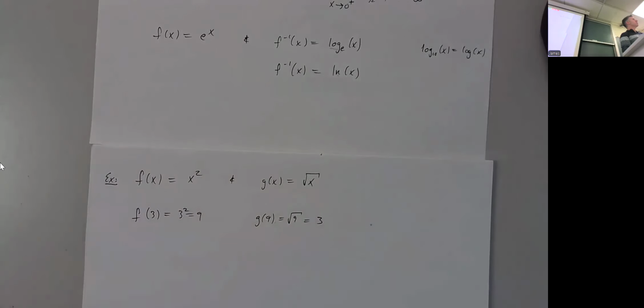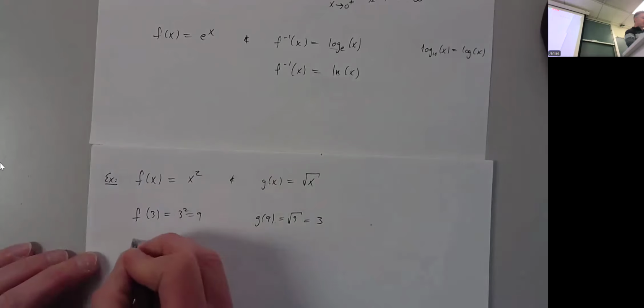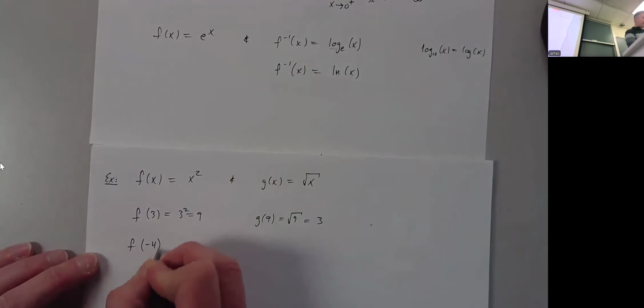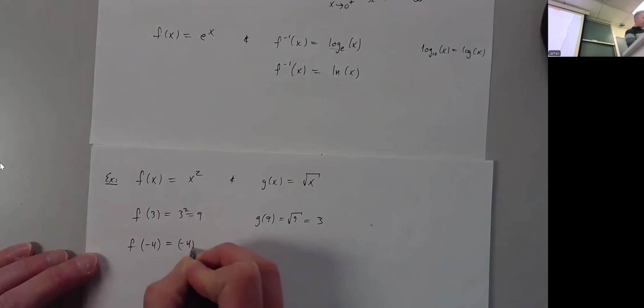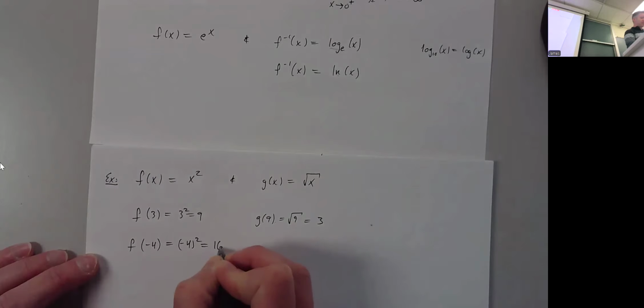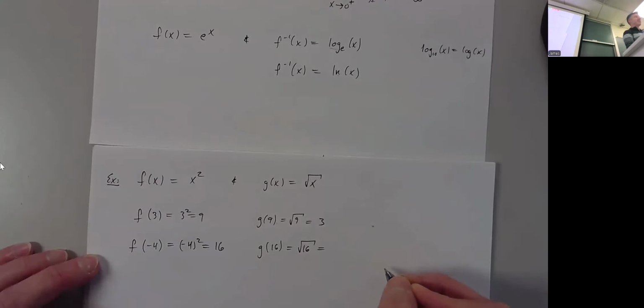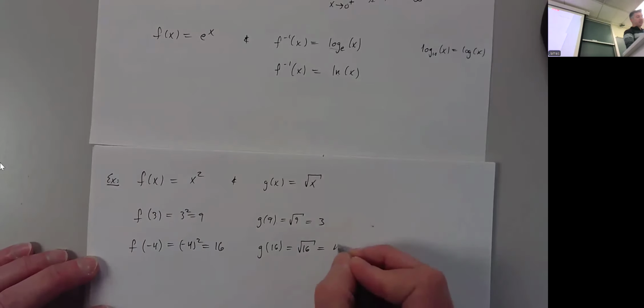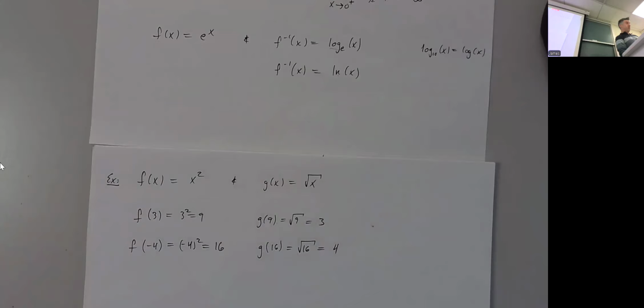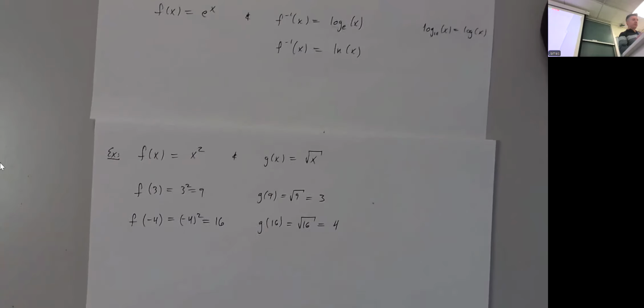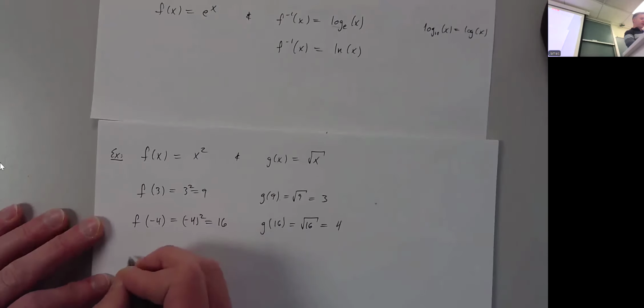Seems good. Until you try using a negative number. f of negative 4 is negative 4 squared, which is still positive 16. But g of 16 is the square root of 16, which is not negative 4. It's positive 4. Not even plus or minus 4. It is just straight up 4. So the issue here is we have some domain problems. And actually, if you compose these functions, well, it depends on which way you do it.